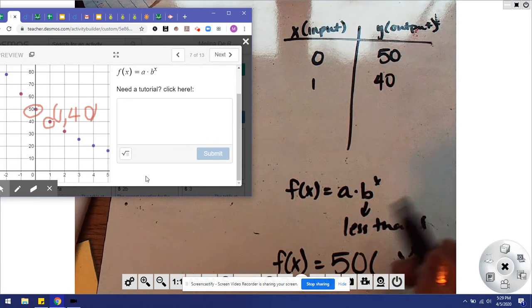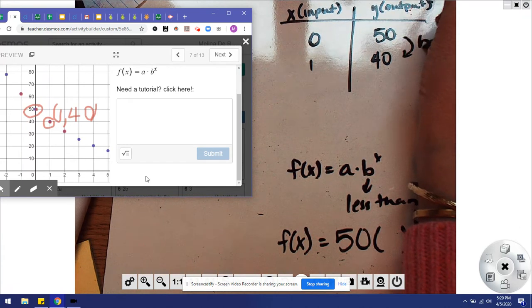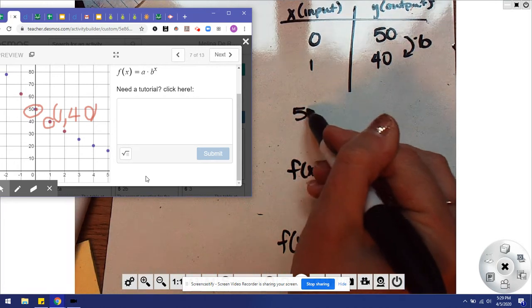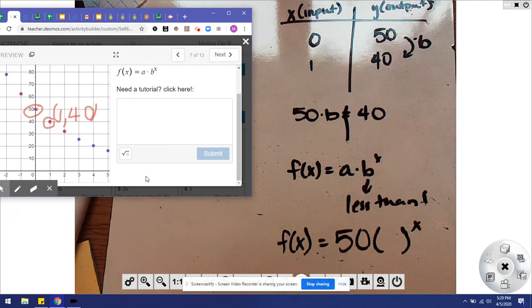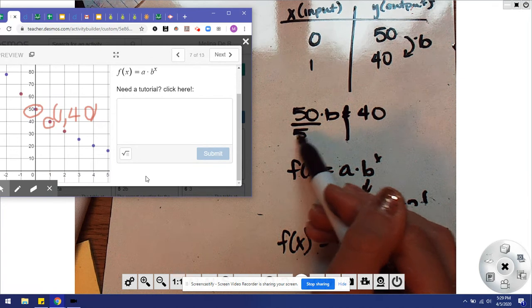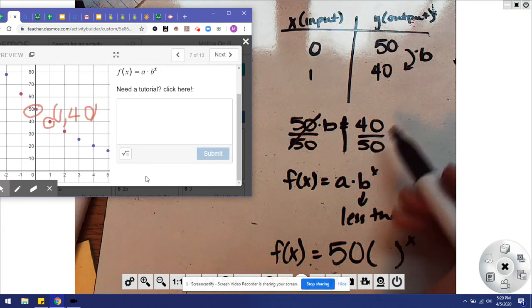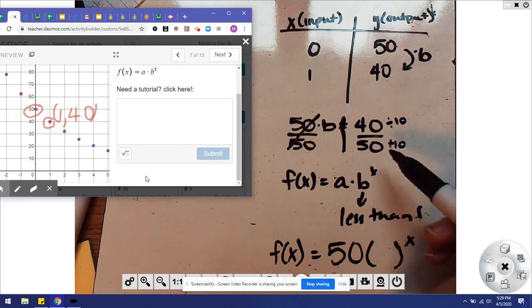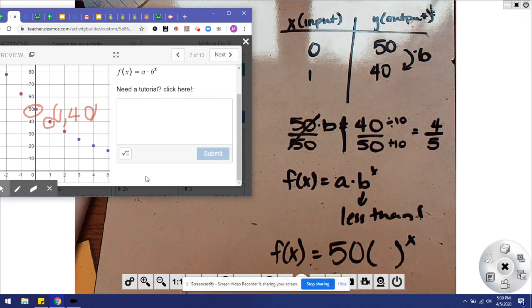Now remember, to find my common factor, what I need to do is think, okay, 50 times b gives me 40. So I can set that up as an equation. 50 times b gives me 40. To solve this, I just divide both sides by 50. And I'm left with b is equal to 40 over 50. 40 and 50 can both be reduced because they are both divisible by 10. 40 divided by 10 is 4. 50 divided by 10 is 5. This fraction cannot be reduced any further.